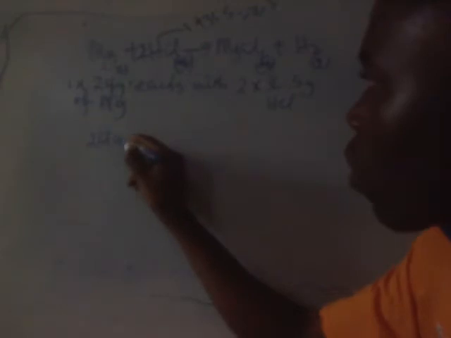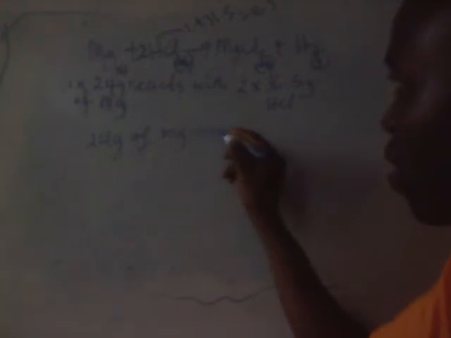Let's multiply this. 1 times 24 grams, that's 24 grams of magnesium reacts. Let me use this symbol as react, not product, please. That's 2 times 36.5, that's 73 grams of hydrochloric acid. These are the 2 values that we have compared. This is the first line. You always have 2 lines when you are solving calculations in chemistry.